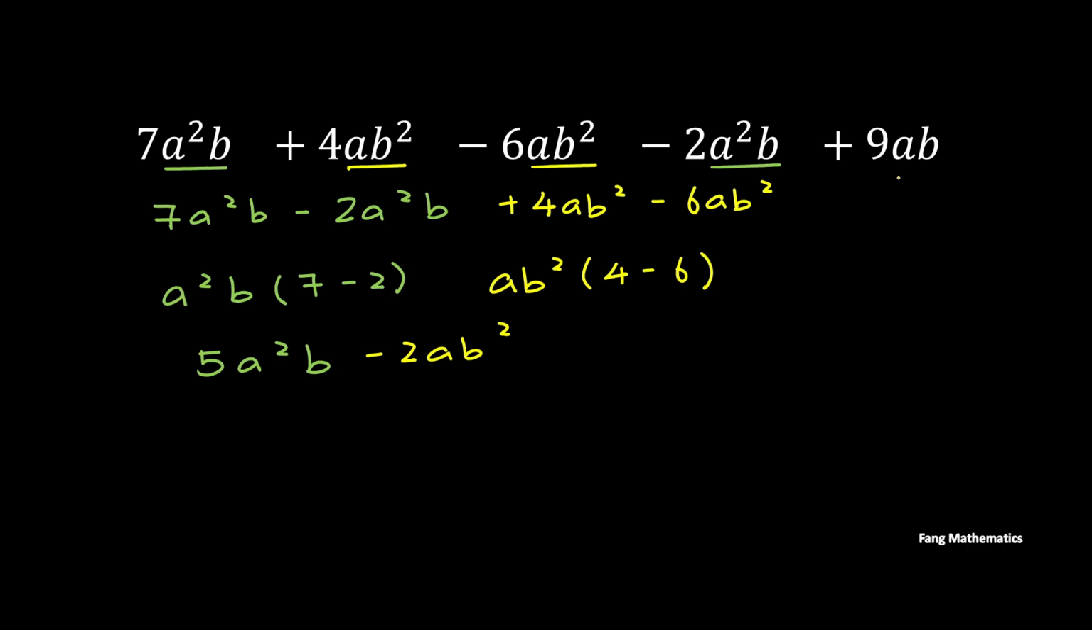And the last, we have this ab with no pair to collect with, so you are to bring this 9ab down, so plus 9ab. And this is your final solution.